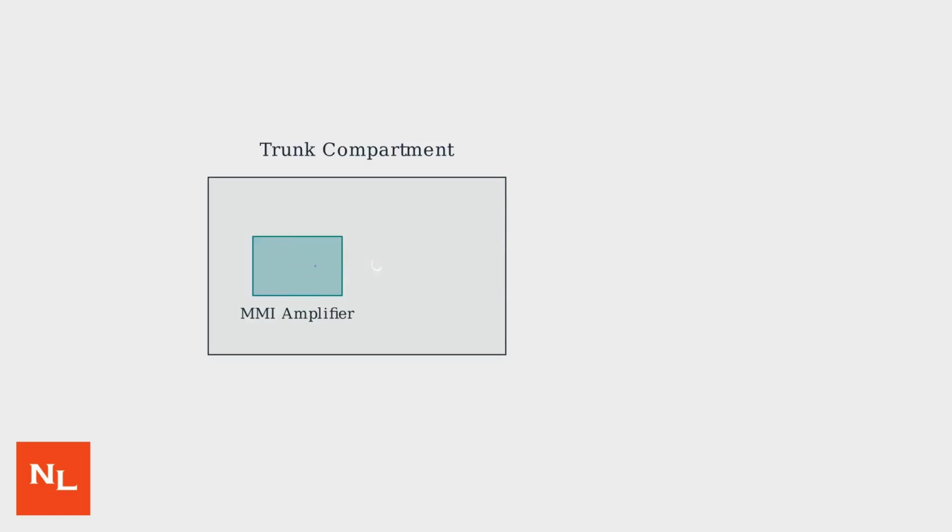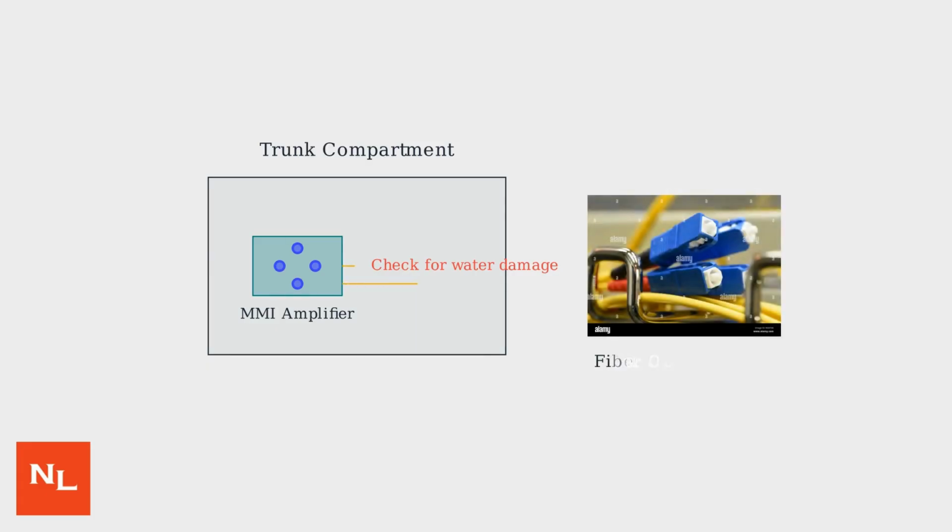If the fuse isn't the issue, the problem may be with the amplifier. The MMI amplifier is located in the trunk compartment and connects to the system through fiber optic cables. Water damage to this component can cause complete system malfunction. The amplifier connects through a complex network of fiber optic cables. These delicate connections carry data throughout the MMI system.